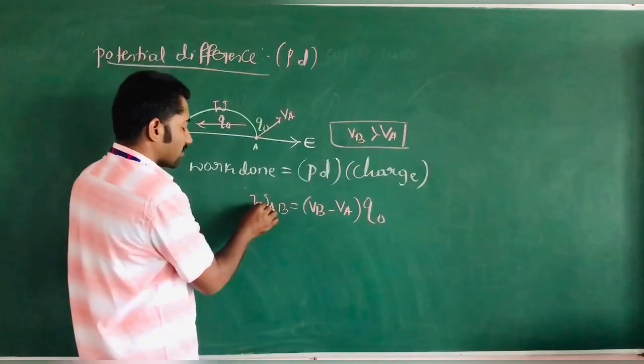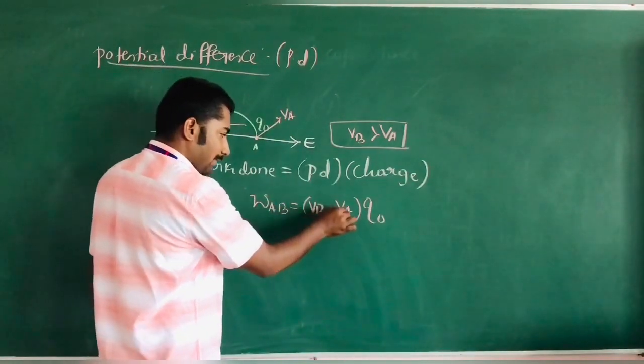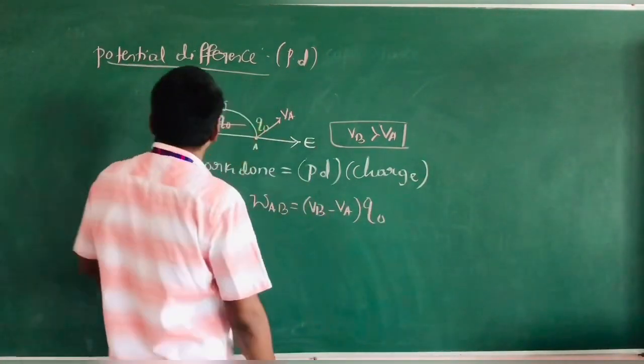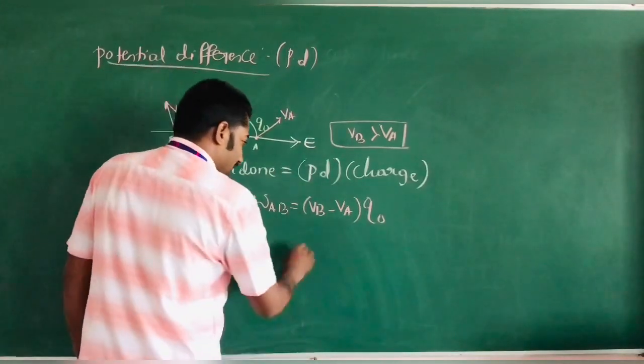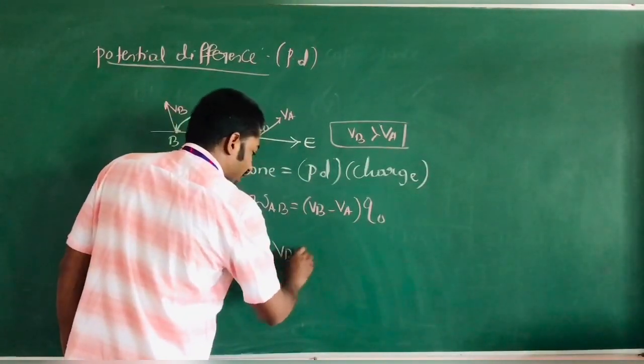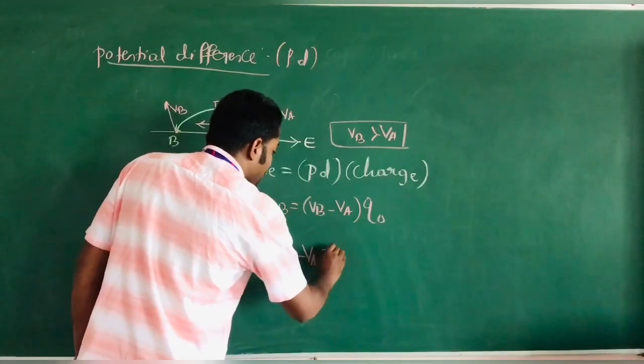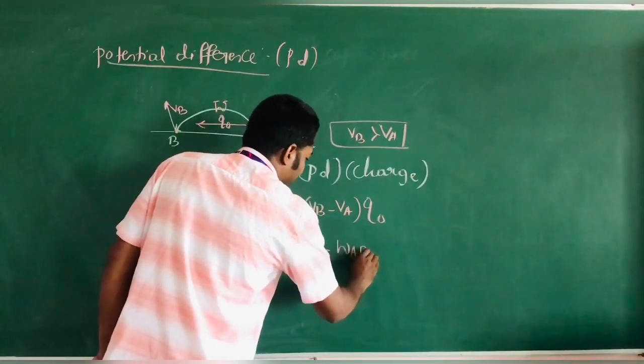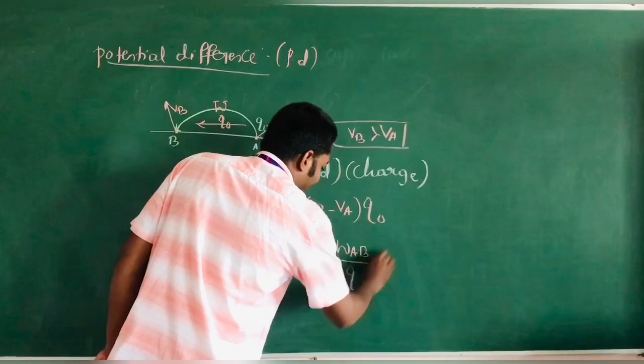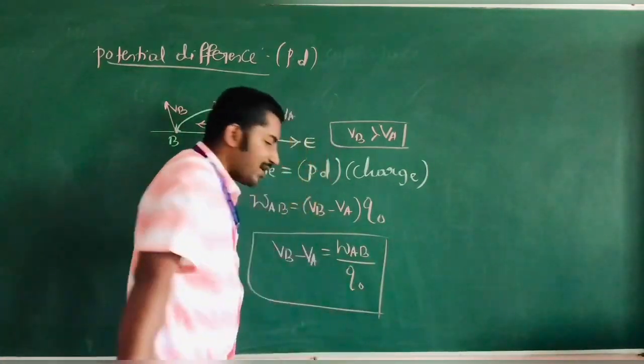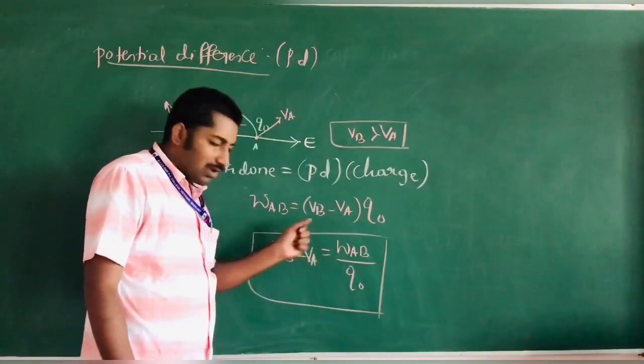The work done WAB is equal to VB minus VA into Q0. This equation can also be written as VB minus VA is equal to the work done from point A to B divided by Q0.